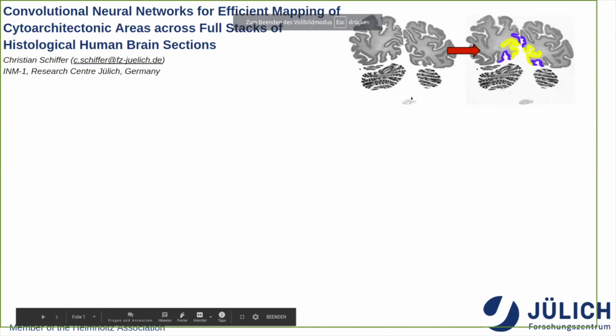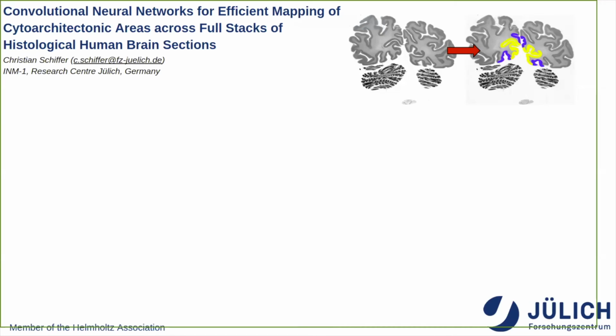Hi, I'm Christian Schiffer. I'm doing my PhD at the INM1 at Research Center Jülich, and I'm developing algorithms for automated mapping of cytoarchitectonic areas in histological human brain sections. Timo Dickscheid already talked about this and gave an overview of the methods we developed earlier today. In this talk, I want to give you an overview of one of the methods that we developed and are currently using.